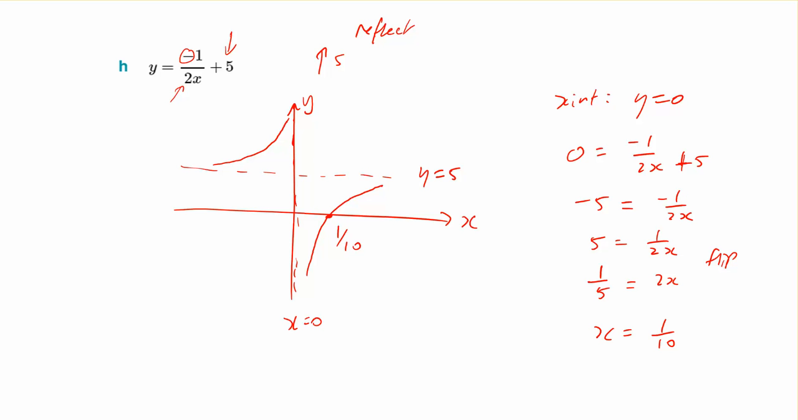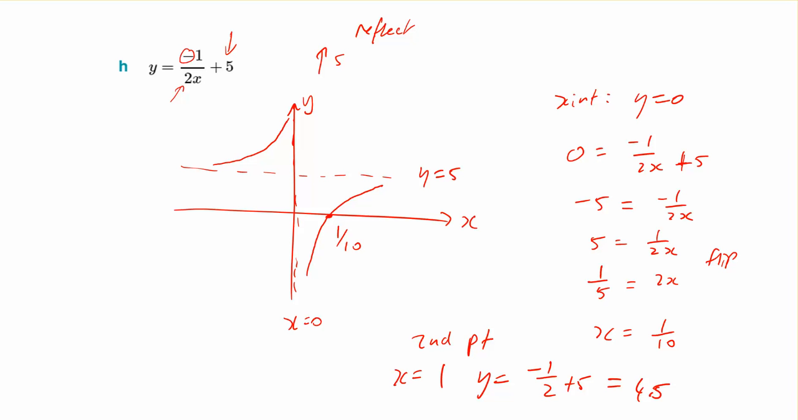So that's 1/10. And then I need a second point. So second point could be x equals 1, say. So when x equals 1, y equals... And I'm choosing any point in x that's easy to sub in. So 1 seems like an easy point to sub in. When x equals 1, y equals negative 1 on 2 plus 5. So that equals negative, not negative, positive 4.5.